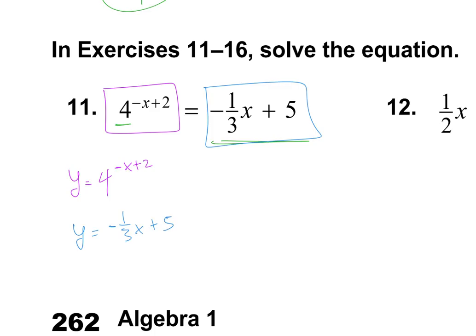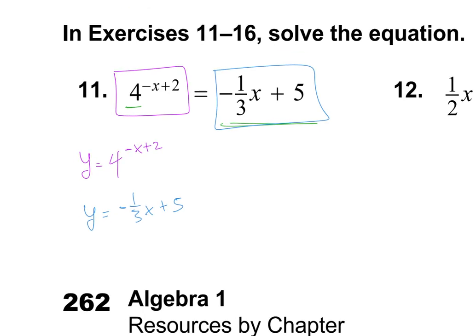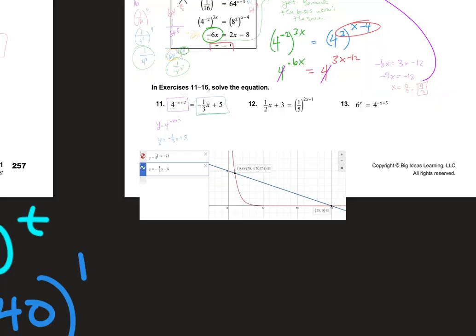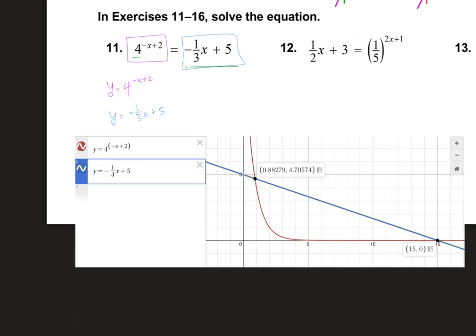And you might be thinking, well, I don't like graphing to solve equations. I would rather do that. Well, guess what? This is how you're going to have to do this one. So you go to Desmos, you plug both of these in, and I'm going to do that now. All right, here we go. This is that number 11.